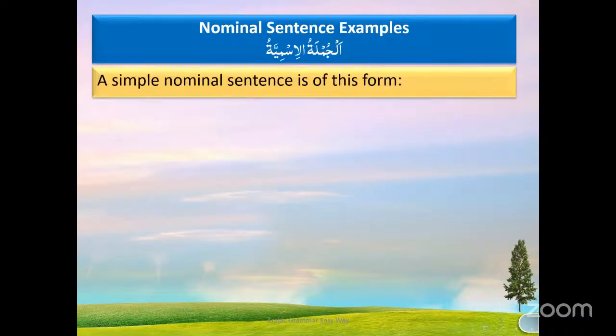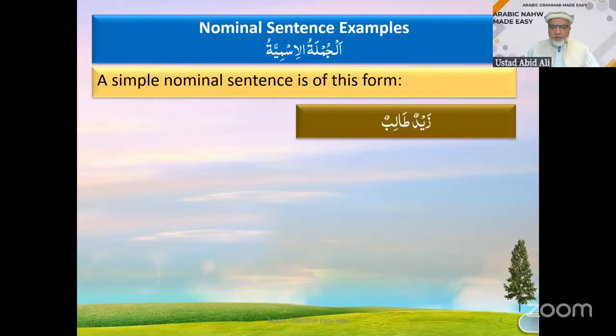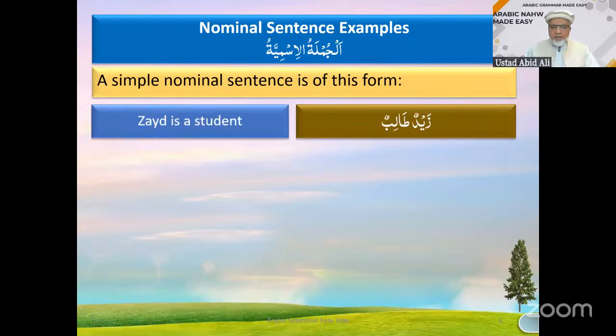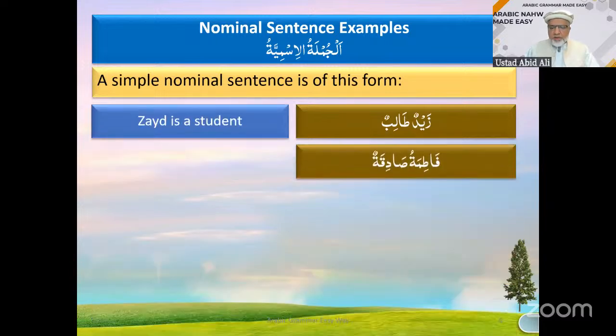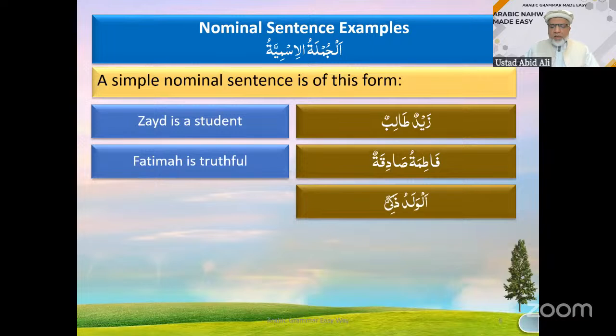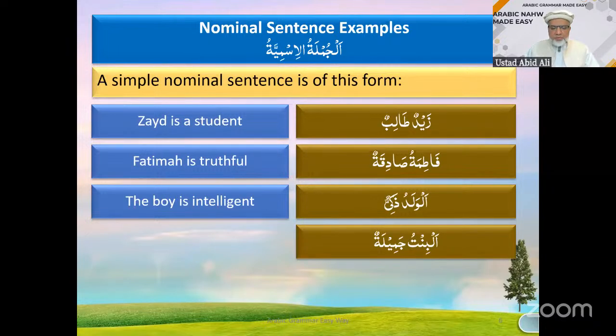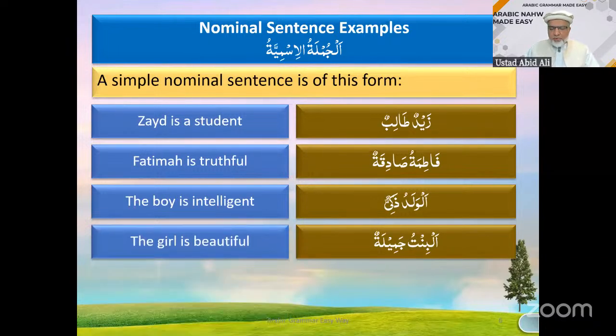Okay. So a simple nominal sentence is of this form. For example, these are some examples. Zaidun talibun. Zaid is a student. Fatimatu sadiqatun. Fatima is a truthful person. Al-waladu zakiyun. The boy is intelligent. Al-bintu jamilatun. The girl is beautiful.